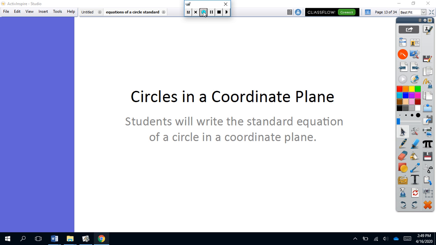Okay, so today we're going to do circles in the coordinate plane, where you're going to write the standard equation of a circle in a coordinate plane. The next lesson will be a different equation of a circle. So this is called the standard equation.